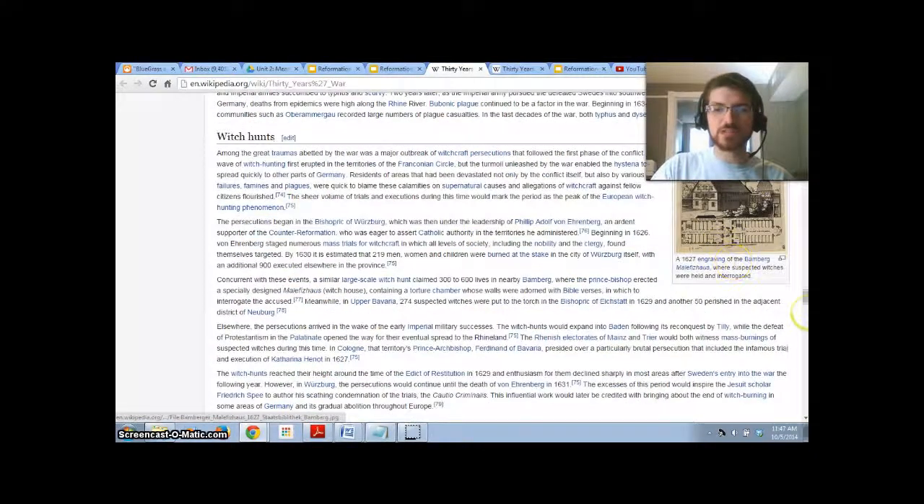But it did result in some pretty interesting things, like the religious intolerance that resulted from this war led to all those witch hunts, just like you probably heard about in Salem in the United States. Those were a result of the ones happening in Europe, which came from the 30 Years' War.